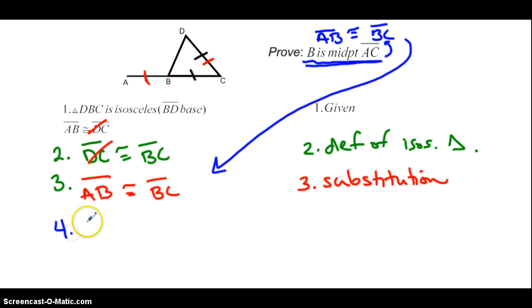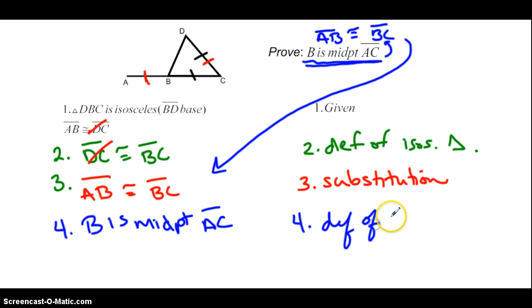So now we're finished, and we could say that B is the midpoint of segment AC. And why do we know that? That's by the definition of a midpoint. I love proofs. I especially love proofs when they end up like this. It's so much fun. When it's like, boom, you already had it and you didn't even know it. Yay. Good job. All right.